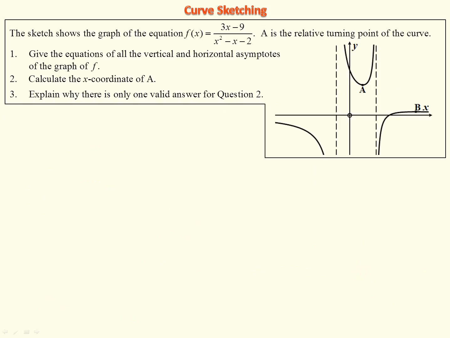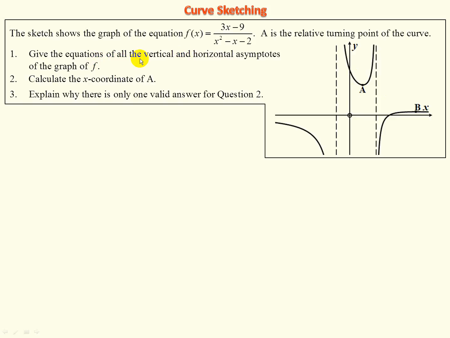Next question. The sketch shows the graph of the equation f of x equals 3x minus 9 over x squared minus x minus 2. A is the relative turning point of the curve. Another way of saying local stationary point, local minimum or local maximum. A is a local minimum.